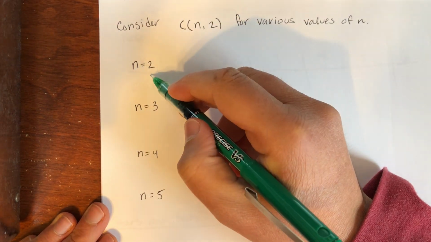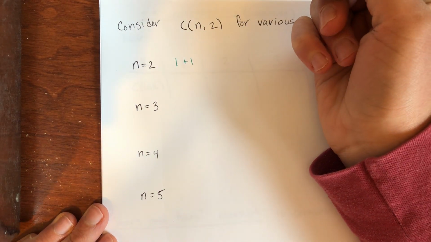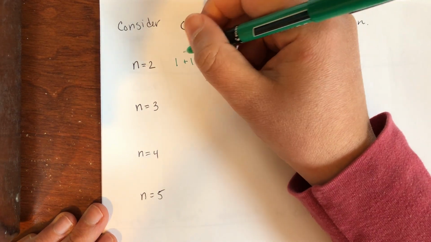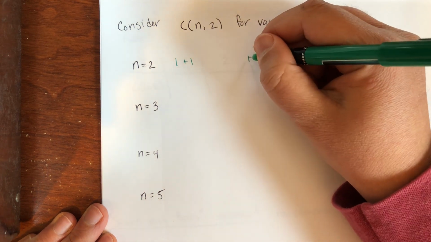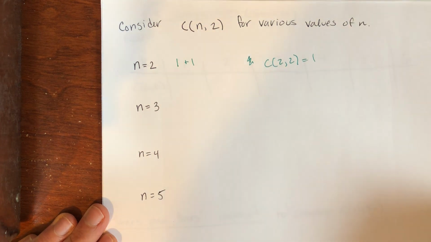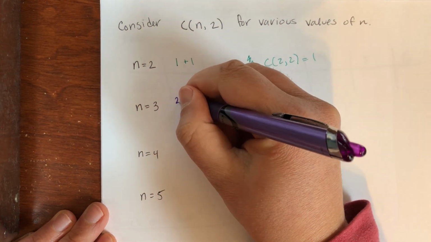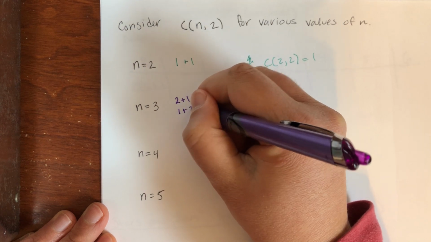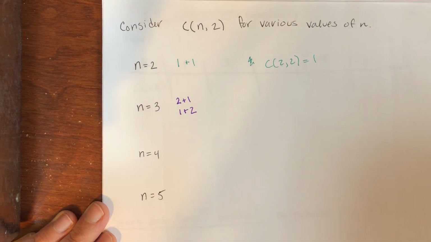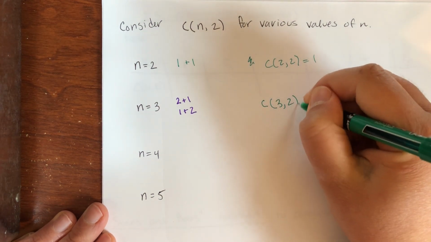So for 2, well, there's only one composition here, right? 1 plus 1 is the only composition. It's the only way to break up 2 into 2 parts. So we have c of 2 comma 2 is equal to 1. For 3, now we have some more choices because we could add 2 plus 1 or we could add 1 plus 2. But that's the only way to split it up into 2 parts. So we would say c of 3 comma 2 is equal to 2.